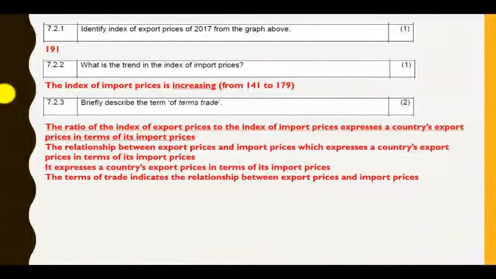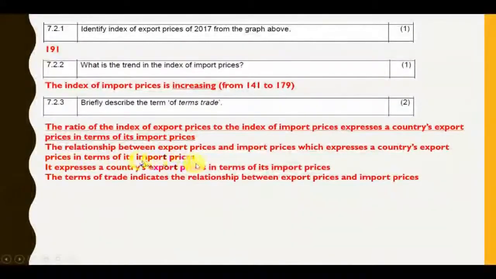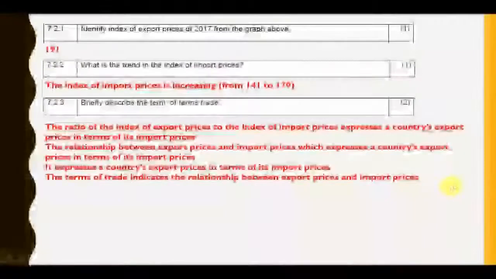So in this answer, there are a number of different ways that you can write this. But let's go through it. It's the ratio of the index of export prices to the index of import prices. It expresses a country's export prices in terms of its import prices. Or you could say the relationship between export and import prices, which indicates the relationship between exports and import prices.